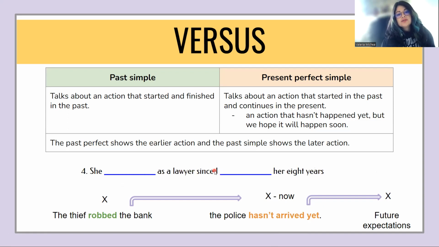Number 4, we have she as a lawyer since her 8 years. So in this case, I'm going to give you some ways to complete this sentence in the question that I'm going to ask now. So please read carefully all the options and you can choose the correct way to complete this sentence, whereas it is using the past simple or the present perfect. Let's see.